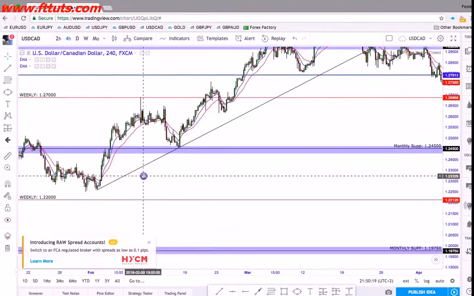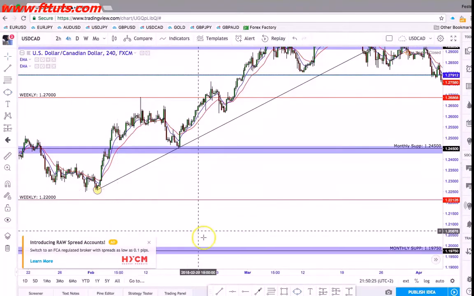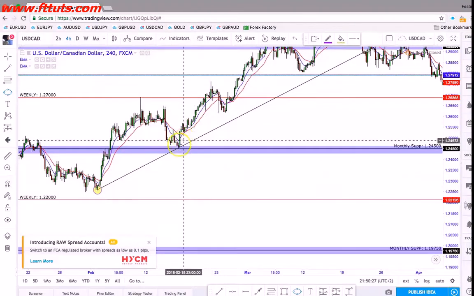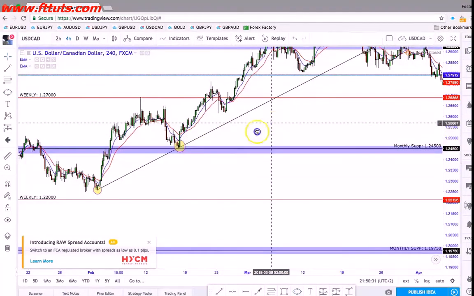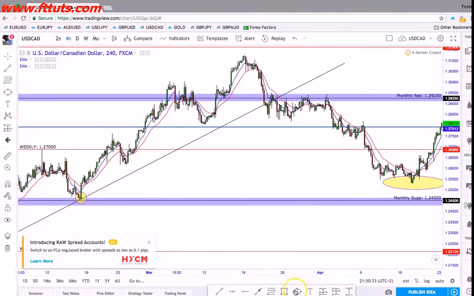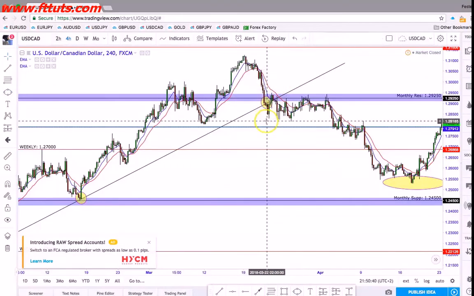So over here we have point 1, and then we have point 2 nice and comfortably on the monthly. And then look what happens when it comes over here for the third touch. However, it does not bounce. What it does do is break. It then retests this area, and it's then that you place your sell.